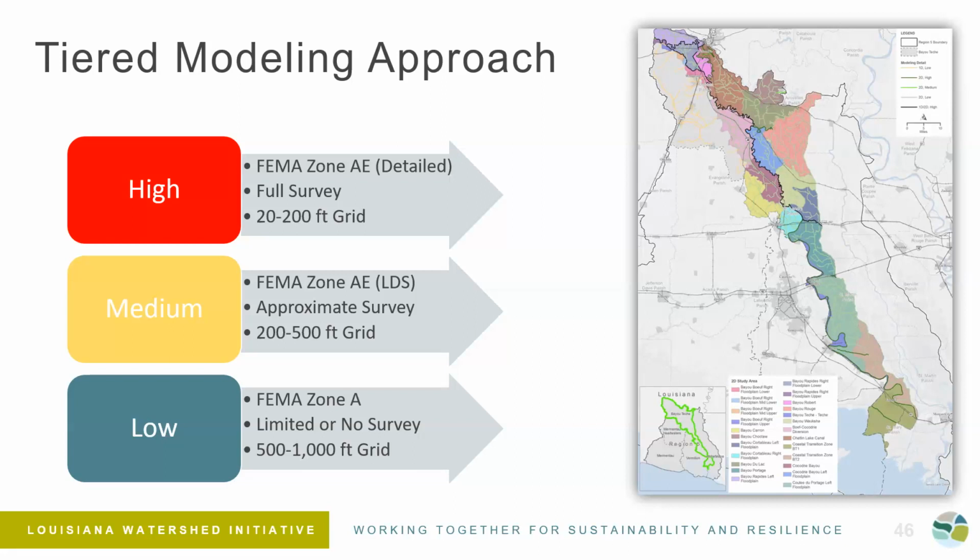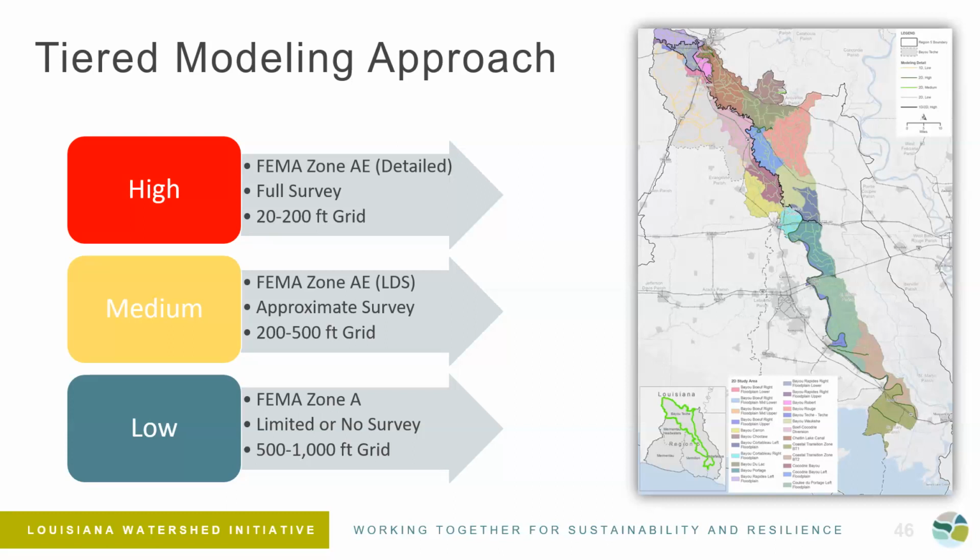The medium detail is going to be consistent with FEMA Zone AE limited detail studies. These are the areas where you have a BFE and you're pretty confident in it. There is some survey incorporated with it, but not as much as in full detail. There are going to be structures included, but they're going to be more estimated based on photogrammetry, aerial imagery, things like that.